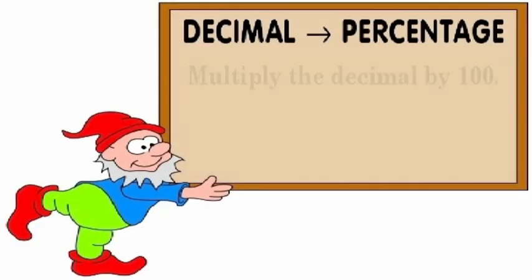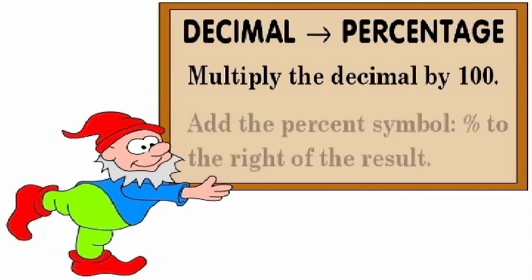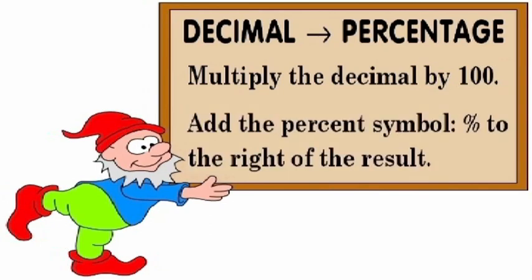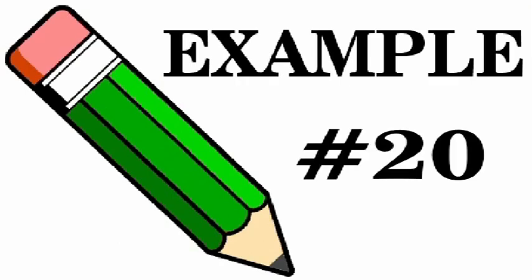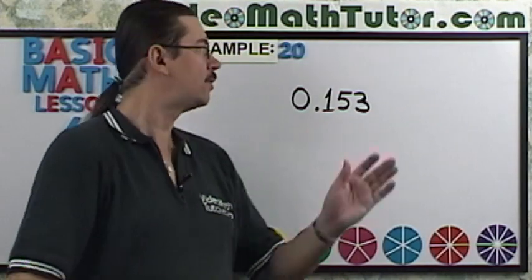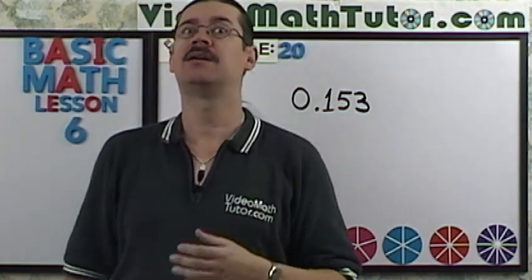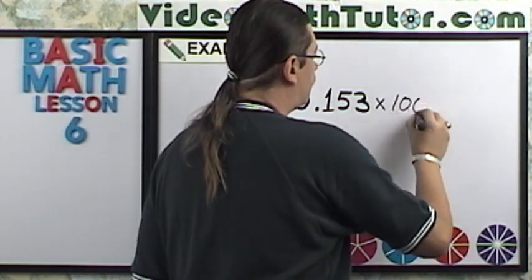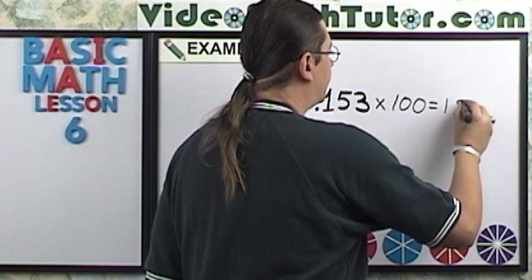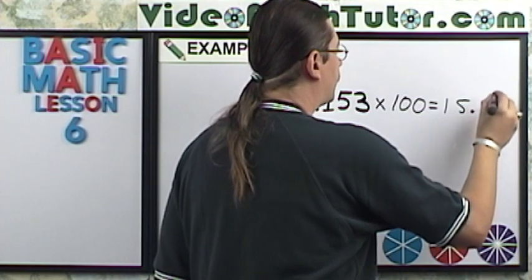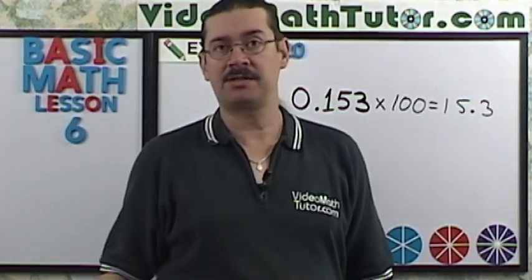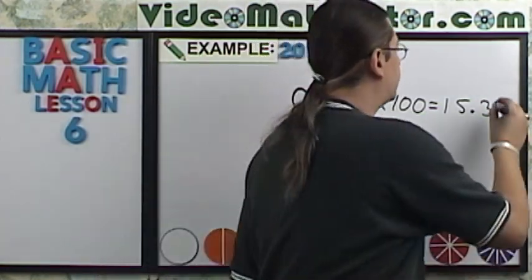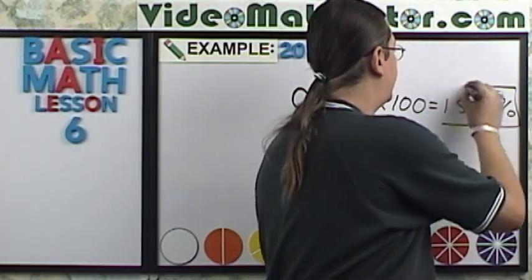Decimal to percentage. Multiply the decimal by 100. Add the percent symbol to the right of the result. For this example, I'd like to convert 0.153 to a percentage. All you got to do is multiply by 100, and that's going to give you 15.3. And then the last step is just tack on the percent sign. There it is.